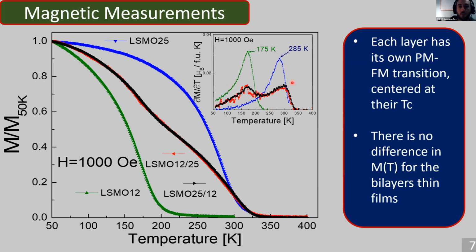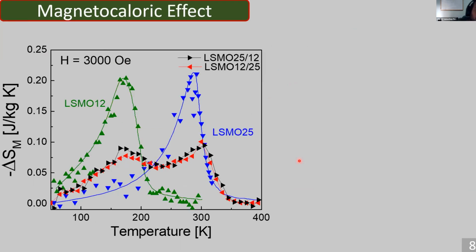So in the bilayers, we can see the two transitions. And talking about the stacking order, we didn't find any difference between the magnetic properties of the bilayers. So in this case, the nanocrystalline magnetism properties are not affected by how you stack the layers.